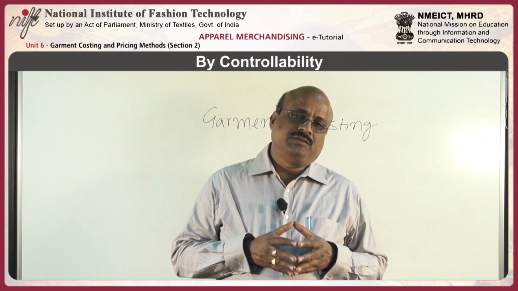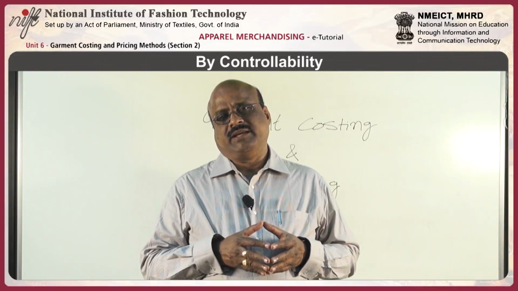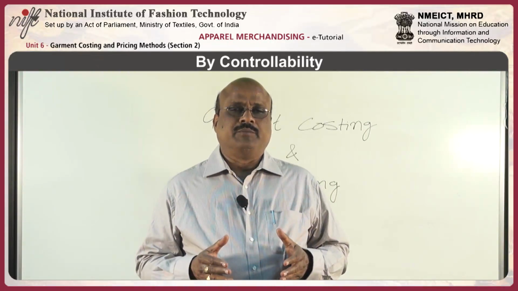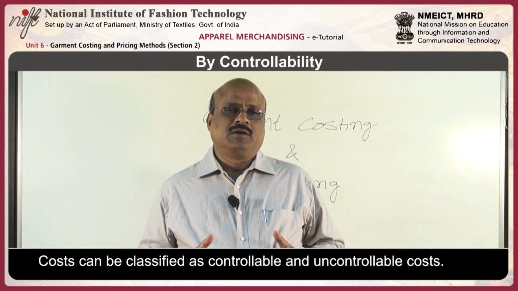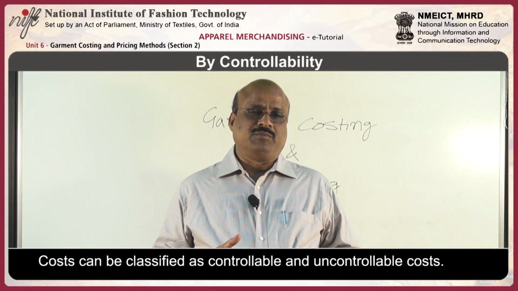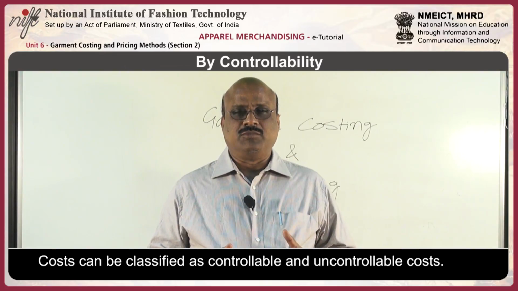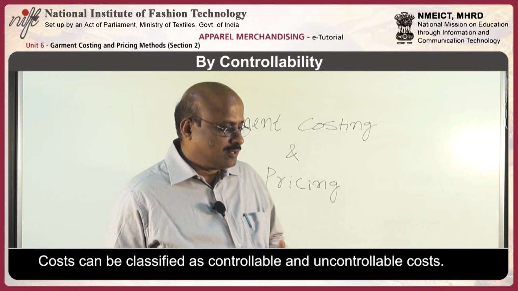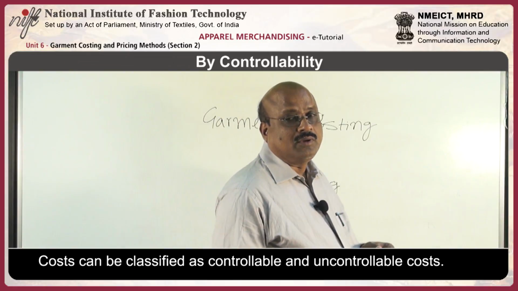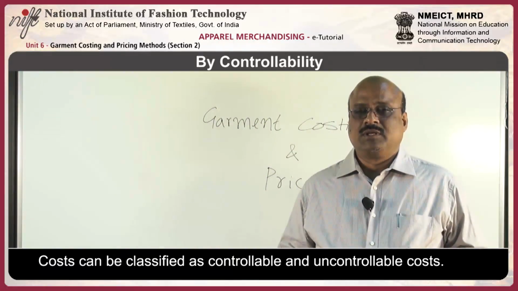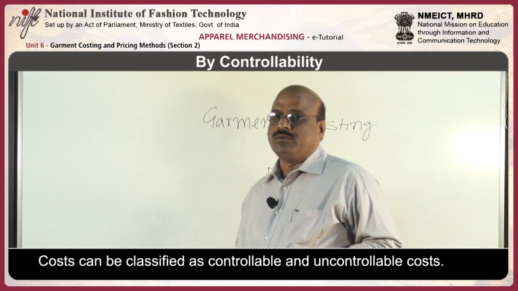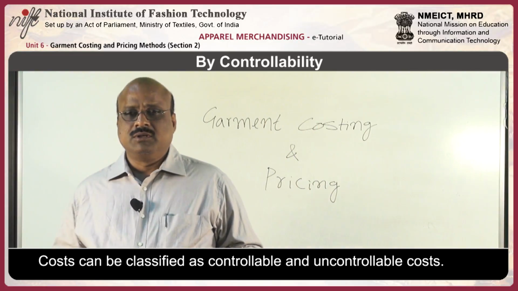Then costs we can also classify by controllability. These are controllable costs and uncontrollable costs. That means costs which can be controlled are called controllable costs, and costs which cannot be controlled may be called uncontrollable costs.